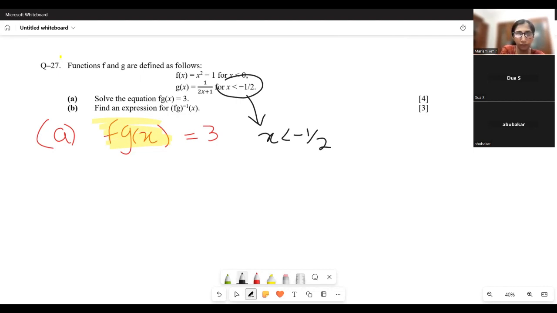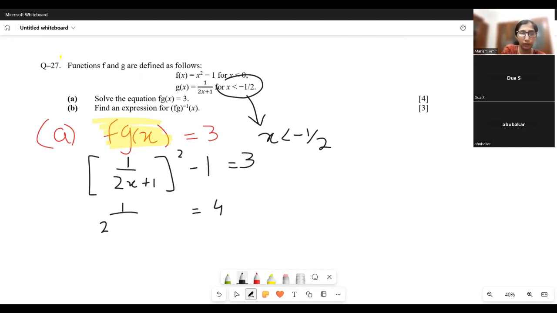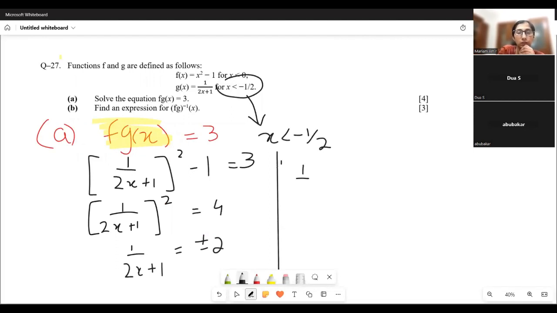So in f, we have to substitute g. That's going to be (1 over 2x plus 1) whole squared minus 1 equals 3. So we have 4 here, and this is (1 over 2x plus 1) whole squared. Since it's whole squared, I'm not going to expand. I'm going to take square root on both sides. So 1 over 2x plus 1 equals plus minus 2. Now I'm going to send 2 to this side and 2x plus 1 to the other, so you'll have minus half equals 2x plus 1.